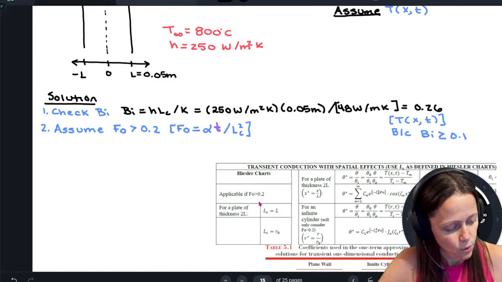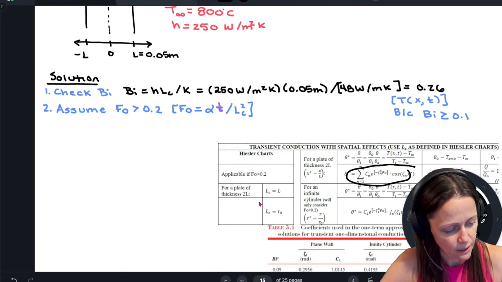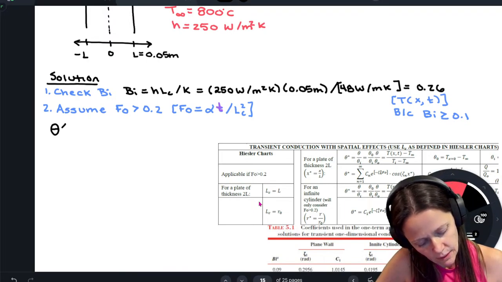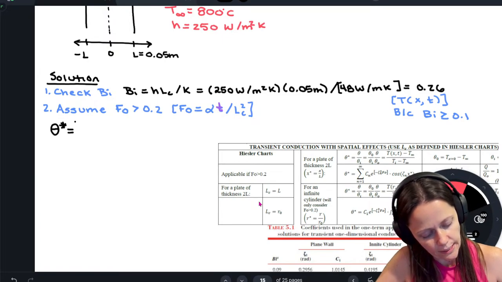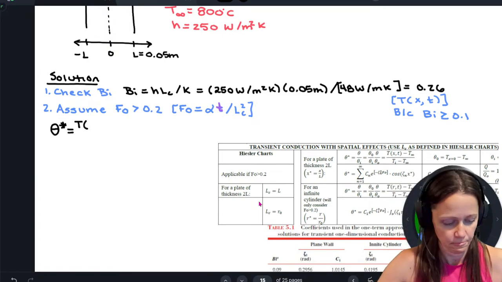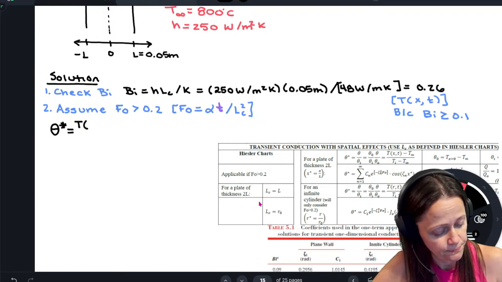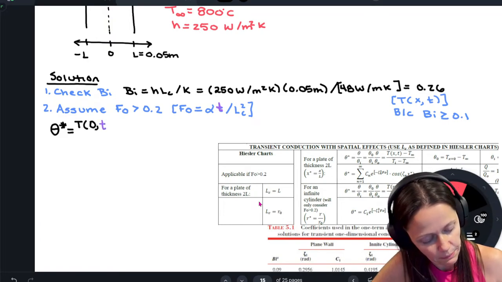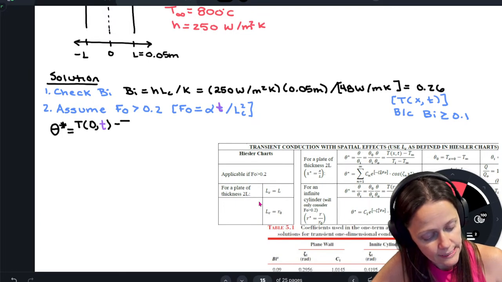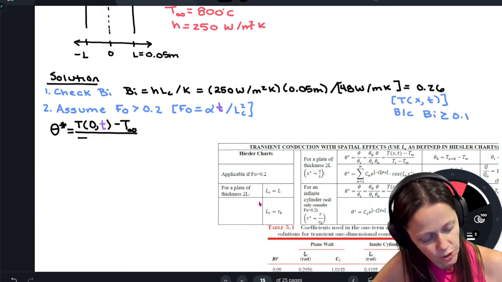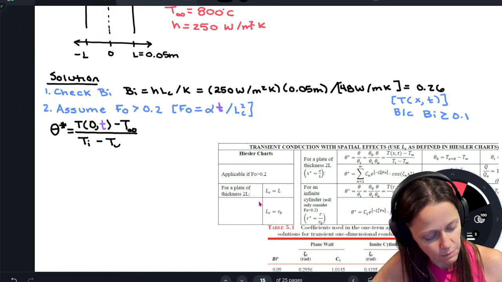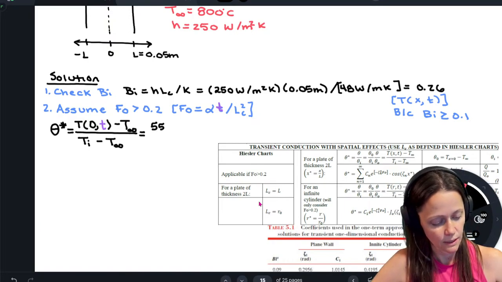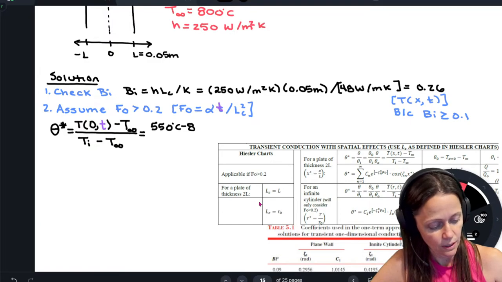All right, so right off my equation sheet, I'm using this guy right here. So I have theta star, and my theta star is T at x equals 0, and this particular time that I'm interested in, minus T infinity over T initial minus T infinity. All right, great. Gonna plug some numbers in. So I have 550. I have 800.